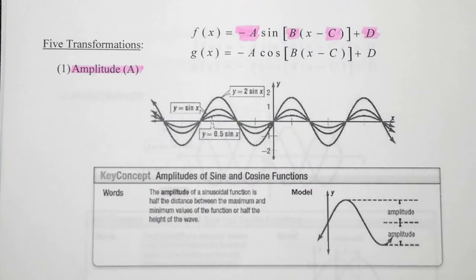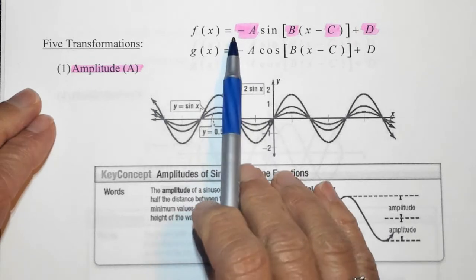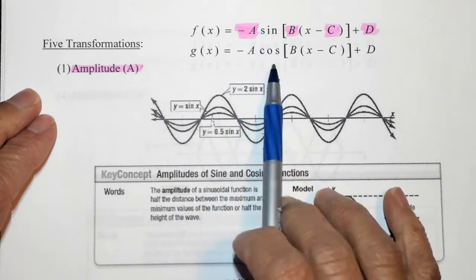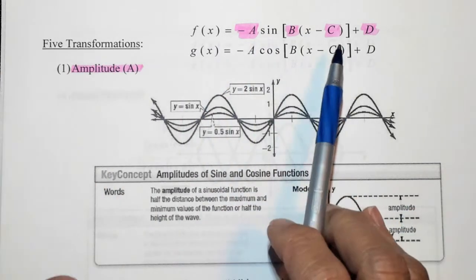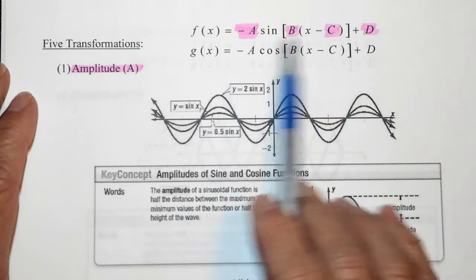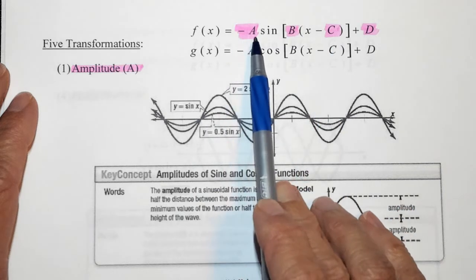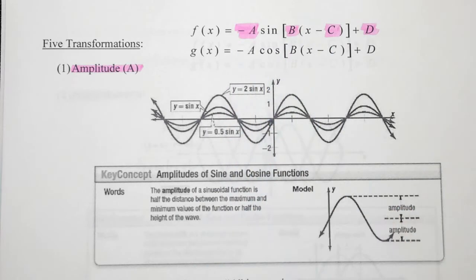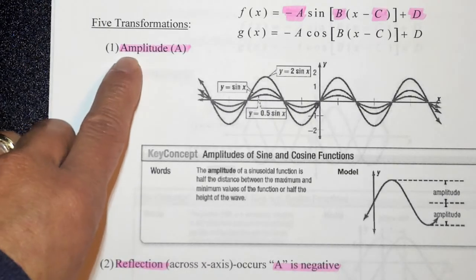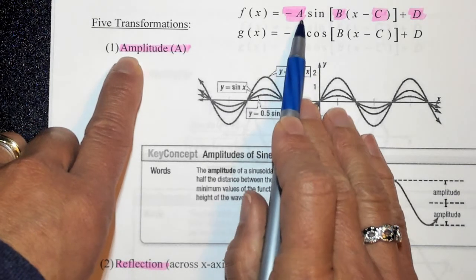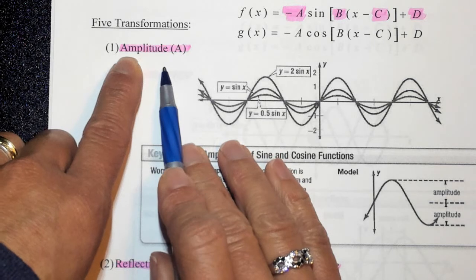So what I did was I highlighted a standard function here. So this is on page 3. And what we're looking at is just a standard function. It could either be sine or cosine, it doesn't matter. But when you write the function in standard form with all the pieces, this is exactly how it will look. And each letter, A, B, C, and D, represents something that happens to our function. So if I take a look here, A, which is going to be the coefficient of either sine or cosine, represents the amplitude.